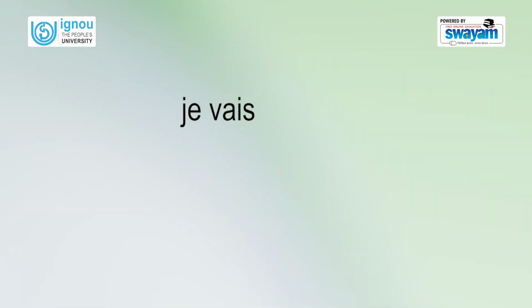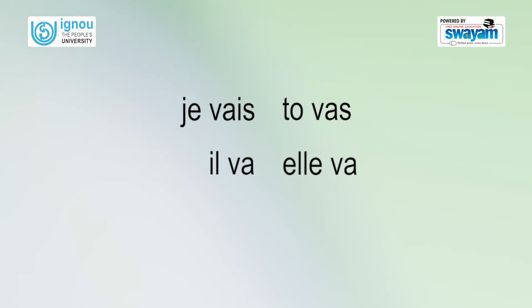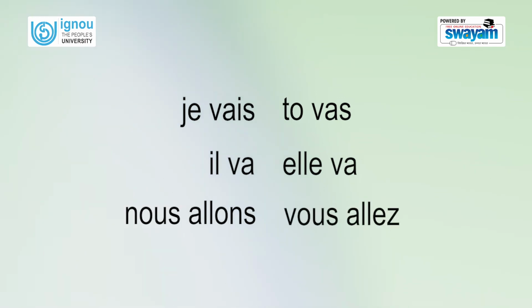Je vais means I go or I am going. As you know, in French, the present tense and present continuous tense are the same. So, je vais means I am going or I go. Tu vas means you are going or you go. Il va means he goes or he is going. Elle va means she goes or she is going. Nous allons means we are going or we go. Vous allez means you go or you are going in plural form, or it is formal.